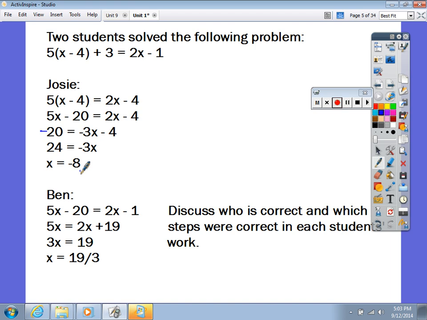Ben looked like he distributed first, but did he even do anything with this 3? Doesn't look like it. Looks like he went straight to just writing the problem. So that is where Ben went wrong. But let's see if he did anything else correct. From there, he did move over the 20, gave him that. Then he moved over the 2, gave him that, so that was right. So the only thing Ben forgot to do was to include that plus 3 in the problem. So anyways, learn from Josie and Ben and don't make the same mistakes.